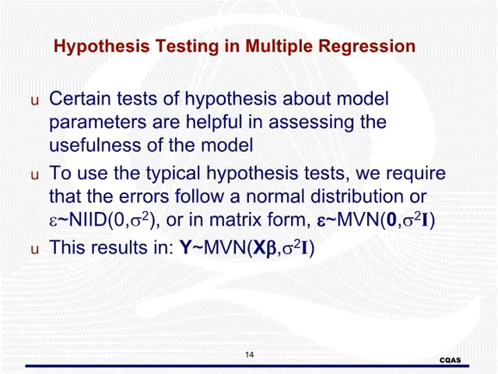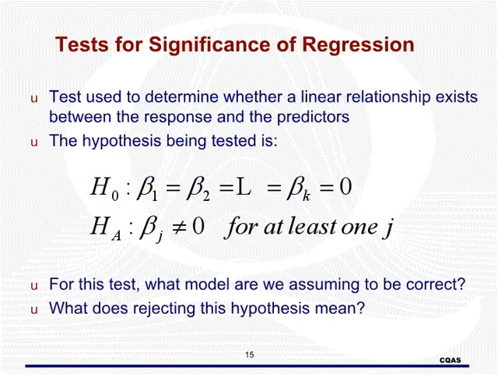We know that we can use hypothesis tests or confidence intervals to decide whether or not certain terms and/or variables are needed in the model. We can do the same thing based off of the results from a regression. Notice that up to this point, we have not stated what distribution the error terms follow. To use the typical hypothesis tests, we require that the errors follow a normal distribution or NIID(0, σ²). Notice that these are the typical error assumptions that we have been using all along.